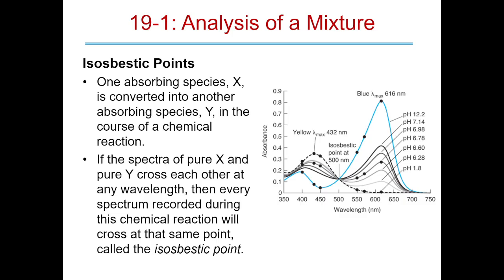Isosbestic points. So one absorbing species, X, is converted to another absorbing species, Y, in the course of a chemical reaction. If the spectra of pure X and pure Y cross each other at any wavelength, right here, then every spectrum recorded during the chemical reaction will cross the same point. This is called an isosbestic point. So you can actually see this in operation here. See this, this species here is reacting. See that? And we're forming this.